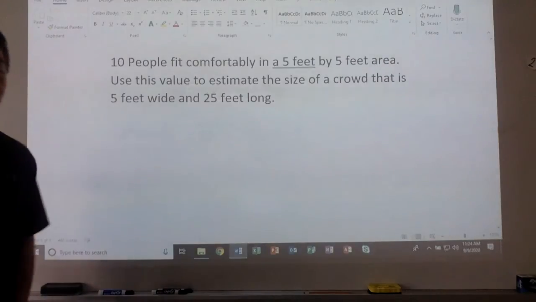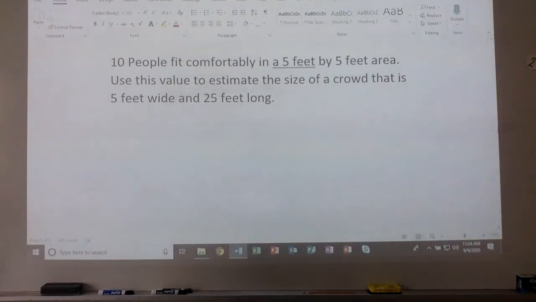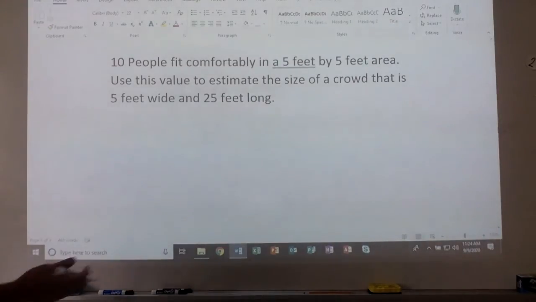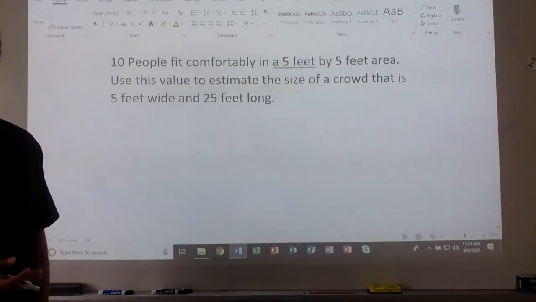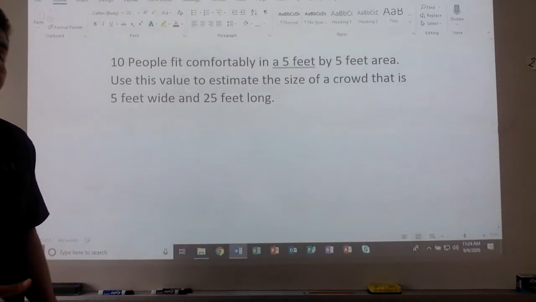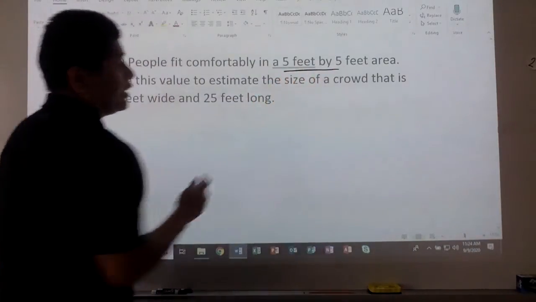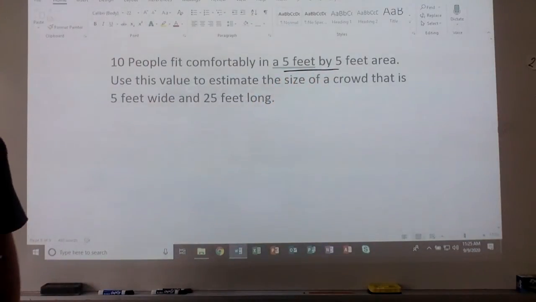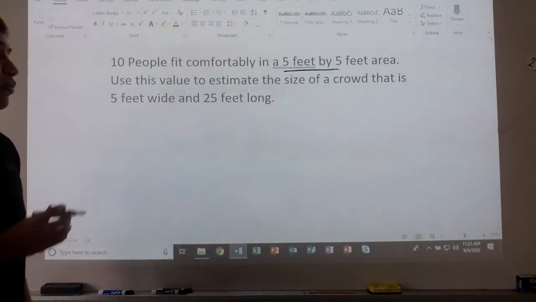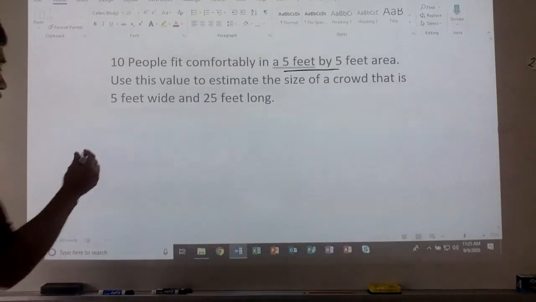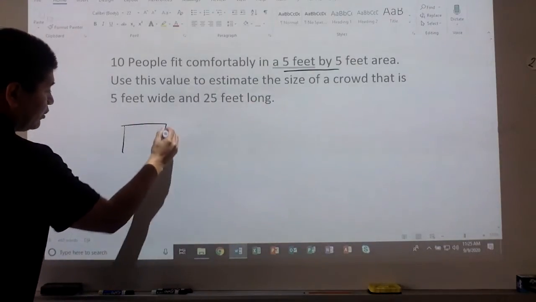So let me tackle this problem. Every time I do these type of problems, I'm trying to picture it in my head. What am I trying to figure out? Well, I know I'm trying to figure out how many people fit in a certain space. By them giving me this information, I know the type of shape I need to do. A 5 by 5, that should be your clue. And if you know that they have equal size, it should be a square.